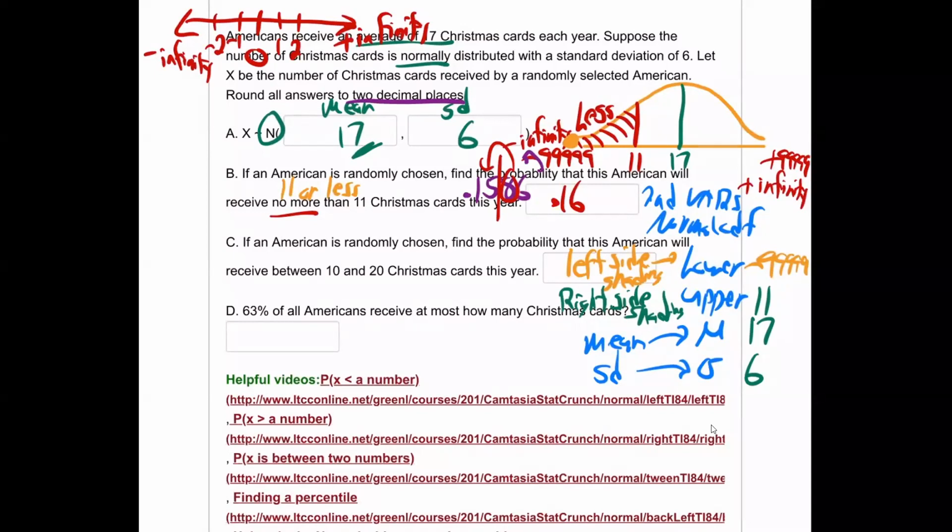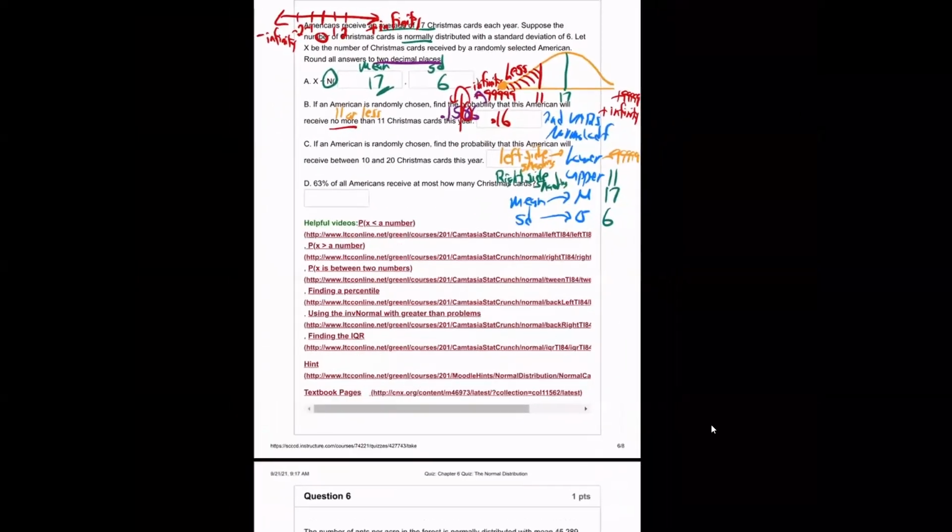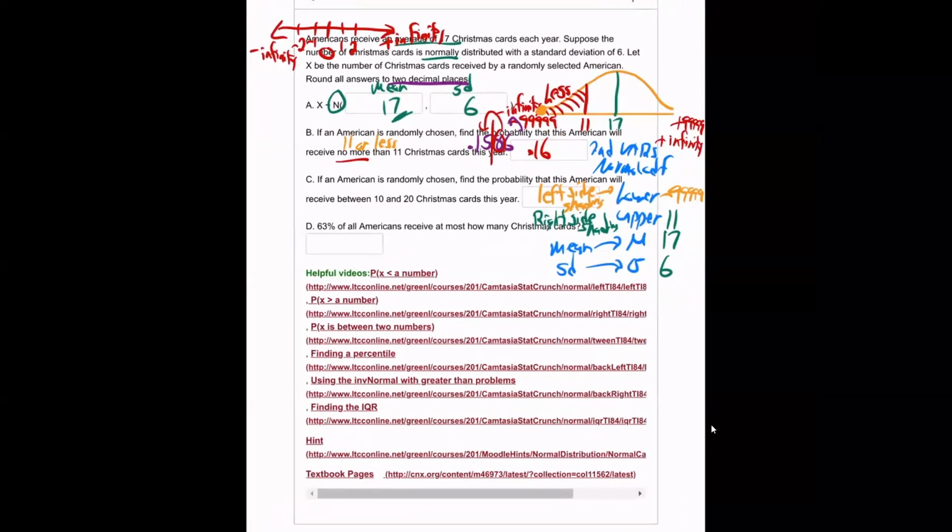Now, part C will be actually a little bit easier. Part C says an American is randomly chosen. Probably the American will receive between 10 and 20 Christmas cards. So 10 and 20, that's not too bad. So kind of running out of room here. Let me drop on down.